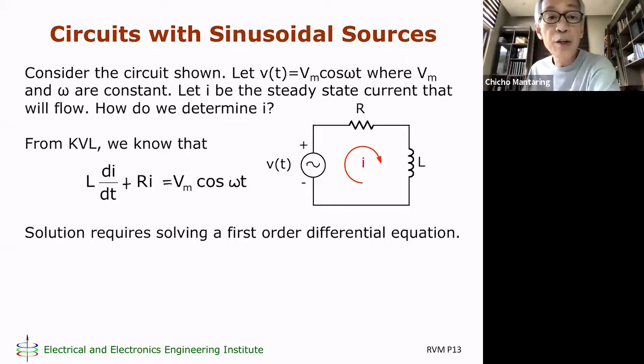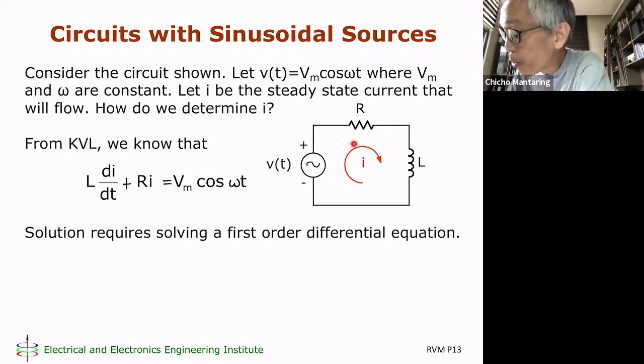Okay, circuits with sinusoidal sources. So let's consider this particular circuit. This is a very simple RL circuit. We say an RL circuit is a resistor inductor circuit excited by a voltage source, V of t. Let's say the voltage source is sinusoidal. So V of t is V of m cosine omega t, where V of m and omega are constant. And we want to compute for the steady state current that will flow. We want to compute for this I.